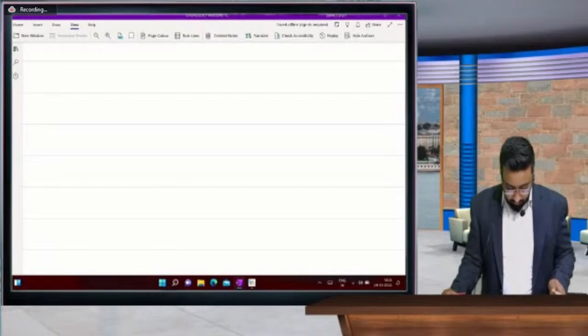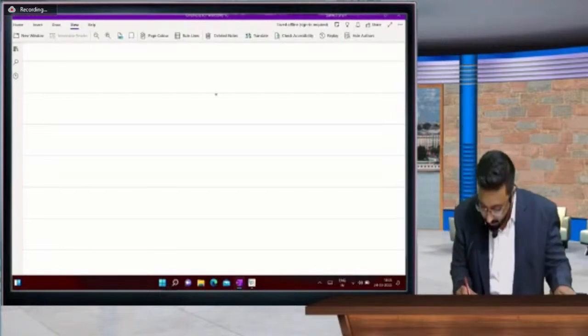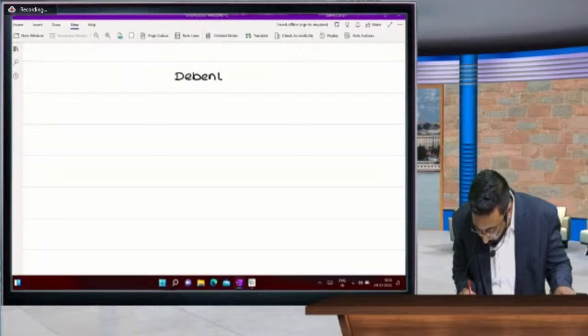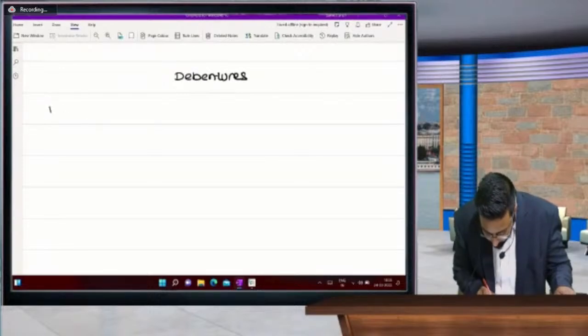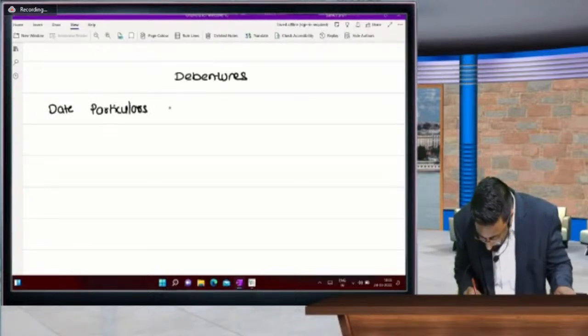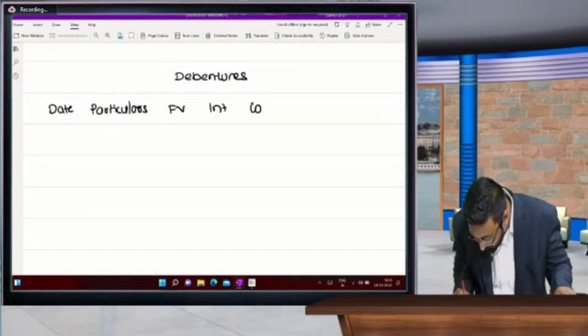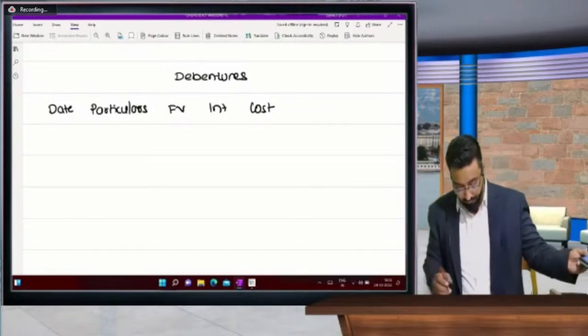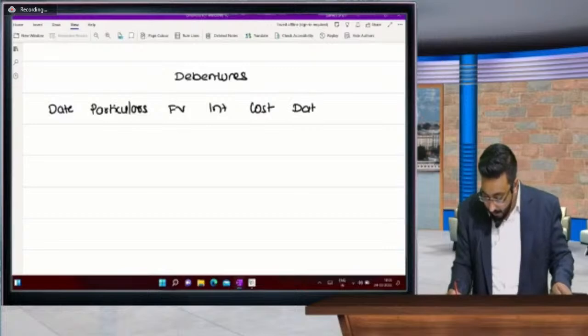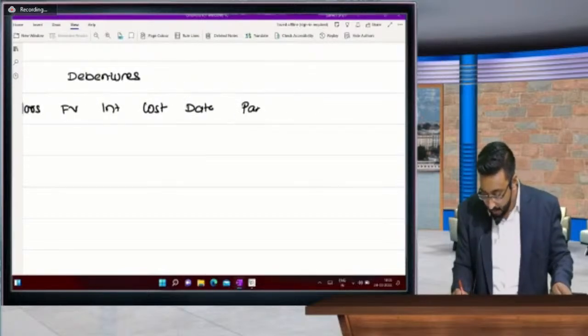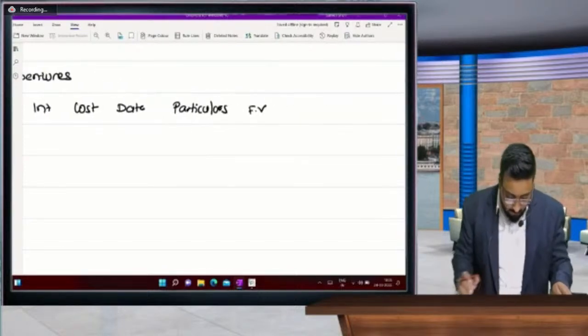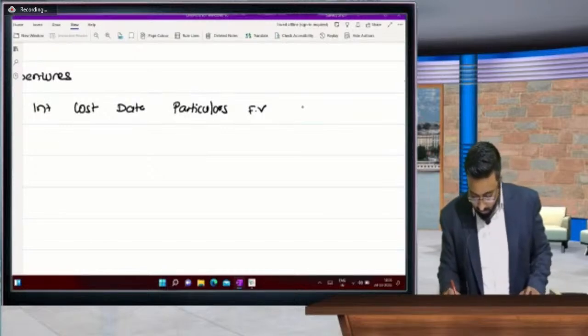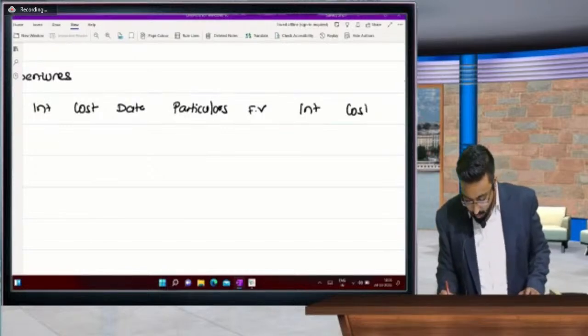So before starting today's session, first I will tell you the debentures pro forma. How many columns have we opened? Date, particulars, face value. Now this is only recalling cost. Date, particulars, face value, interest and cost. Please join fast, we already started. Face value, interest, cost.